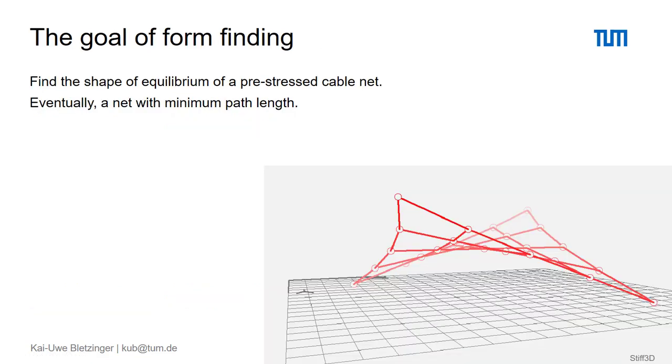Let's remember, what is the goal of form finding? It seems to be simple. We like to find the shape of equilibrium of a pre-stressed cable net. Here's a little example made with Stiff. We have the edge cables, we have here the cables across the surface, the edge cables which transfer the forces and the pre-stress to the vertices here at the top and here at the bottom. Eventually we would even like to find a net with minimum path length.